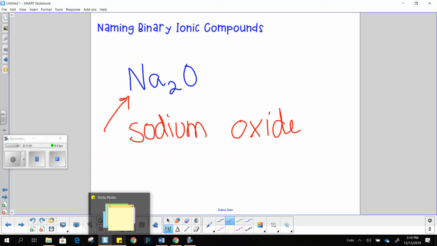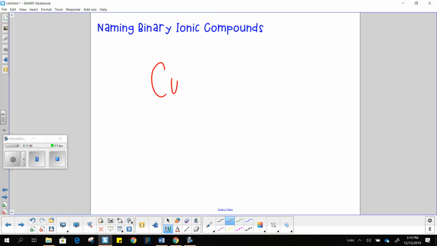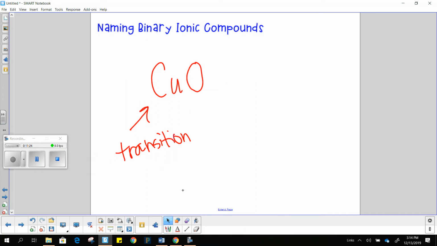Okay, if we wanted to name another one, we could have copper and oxygen together. First thing I do is I realize this is a transition metal, and because it is a transition metal, I need to decide, does it have more than one charge? Now we have a reference sheet that we use to determine that, but we know copper does. If you check that reference sheet, you have a 1 positive and a 2 positive charge.